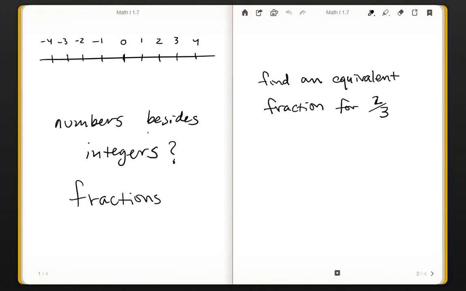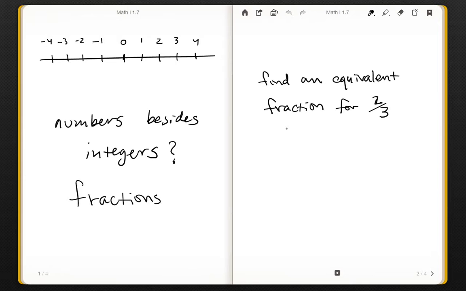So the numbers besides integers that would go on here are your fractions. We talked about 1/2 going right here. 1 and 1/2 there, and if we could expand this a little bit, there'd be 1/4, 1/2, 3/4. So you can get smaller and smaller and smaller, closer to 0, but there's still going to be more and more fractions that can go in between there.